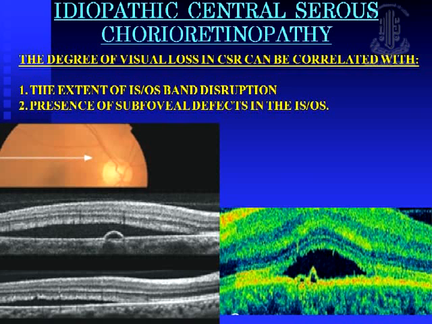Now, when we talk of an idiopathic CSR, this is a patient with CSR. The patient has a neurosensory elevation with a small underlying PED. And if you see on the Spectralis, this is the ISOS junction which is showing irregularity. So the extent of band disruption, which is clearly seen on the newer OCTs, and the presence of subfoveal defects in this correlates with the degree of visual loss which is seen in the patient.